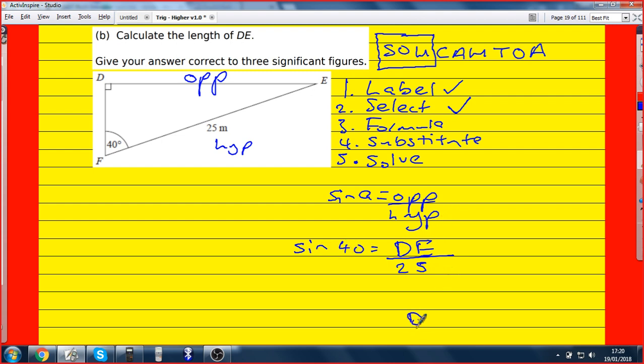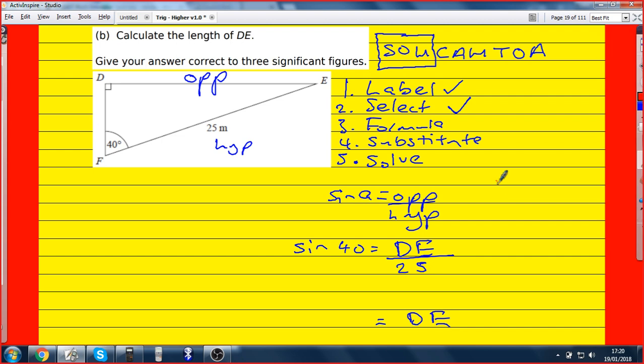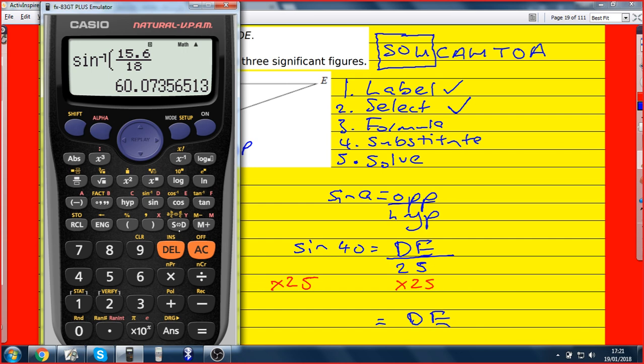Okay, so now we're trying to figure out what DE is equal to. How do we do that? You need to calculate how long the opposite is. So how do we go from having DE over 25 to just DE? Divide by 25. It's already divided by 25. Multiply it by 25. That's it. So you times both sides by 25. And so what is going into my calculator for this one?